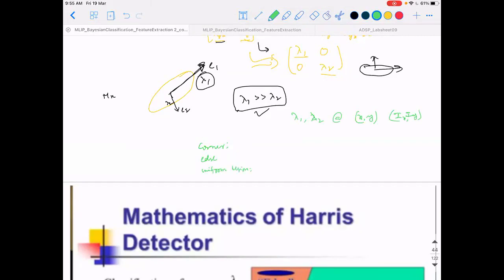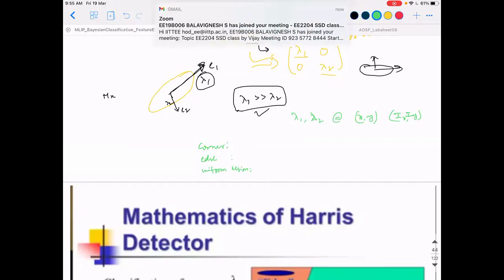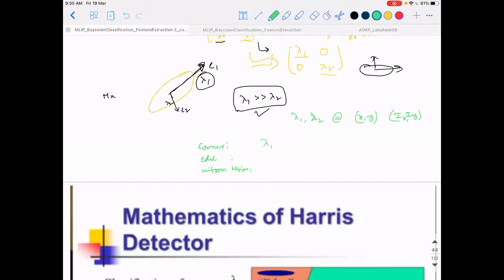I need quick answers. Which is a corner? Lambda 1 and lambda 2 both are high, then it's a corner. Very good. Lambda 1, lambda 2 both are high. And edge? Any one of them is high. Very good. Lambda 1 or lambda 2 is high. Uniform region? Both are small, close to 0.